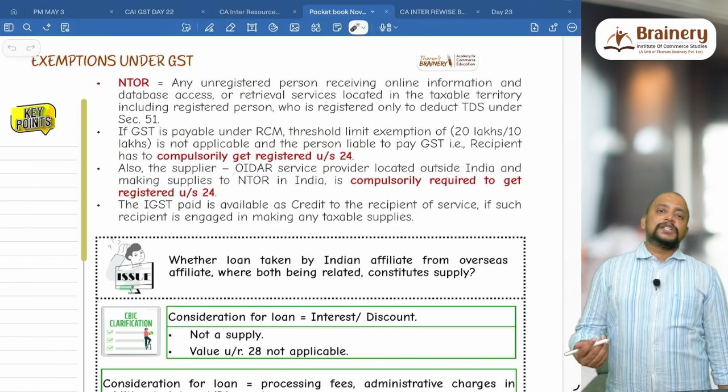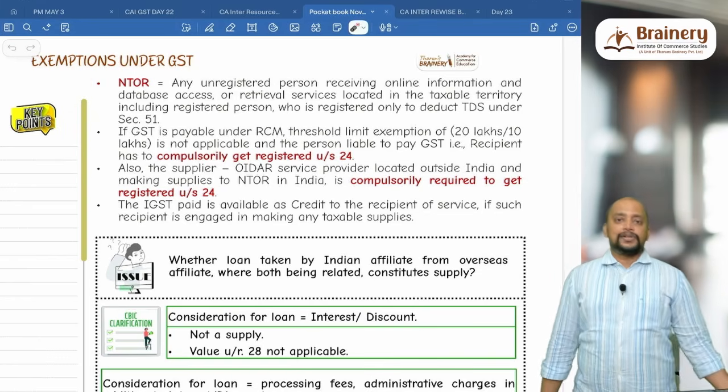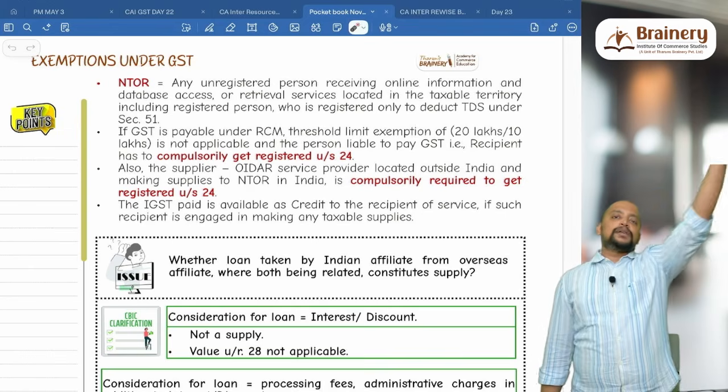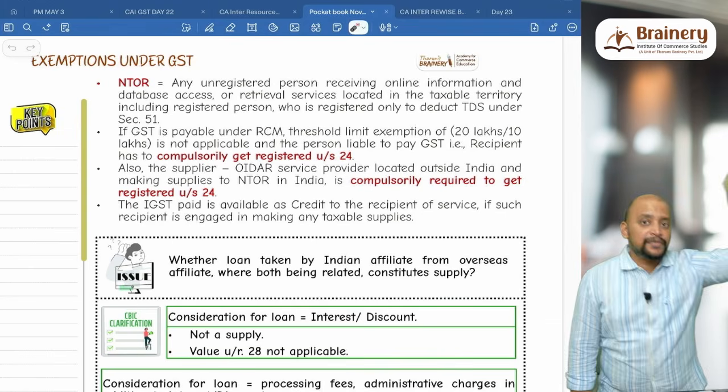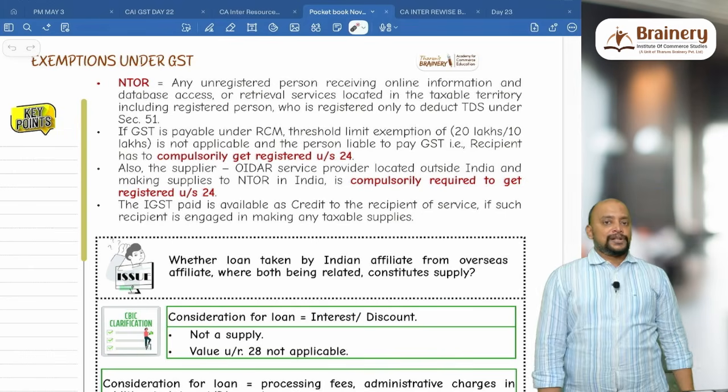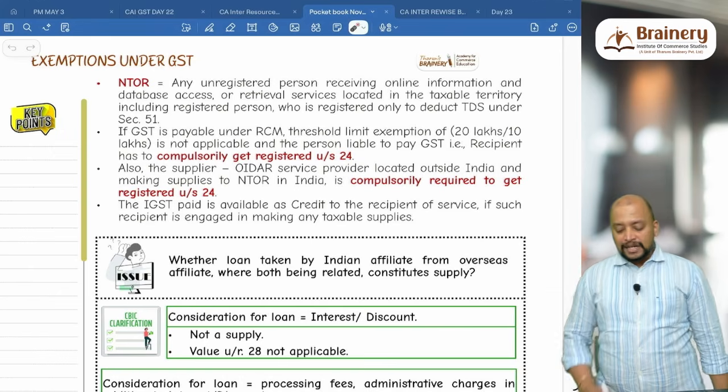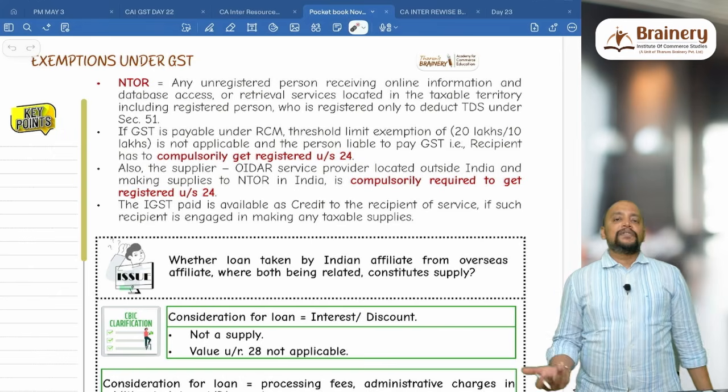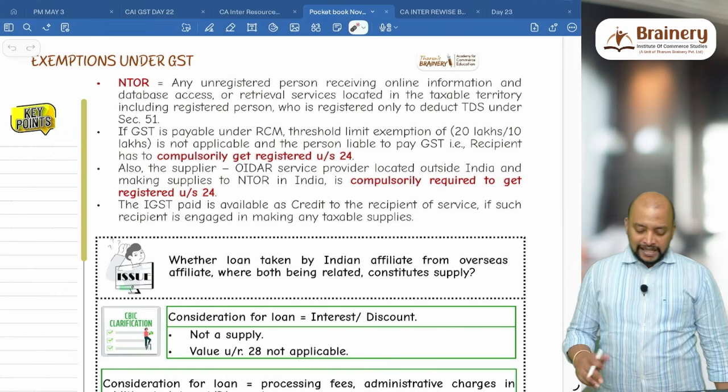And wherever GST is payable under RCM, they have to compulsorily get registered, and even the supplier liable to pay GST under FCM, OIDR service also is compulsorily required to get registered. Whatever GST is paid under RCM can be taken as ITC, provided the conditions for availment of ITC are satisfied.